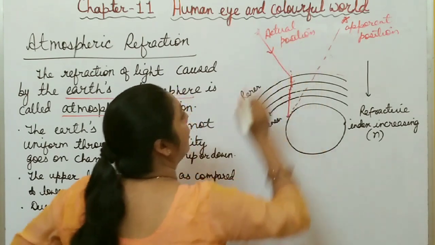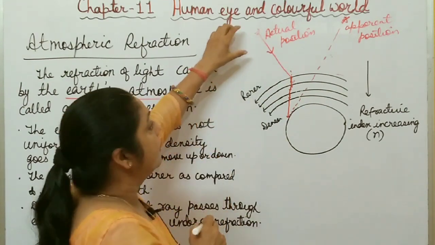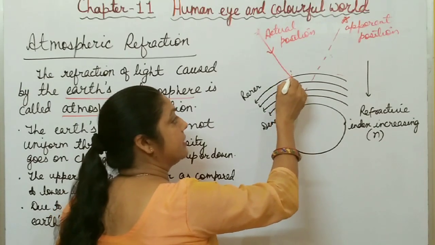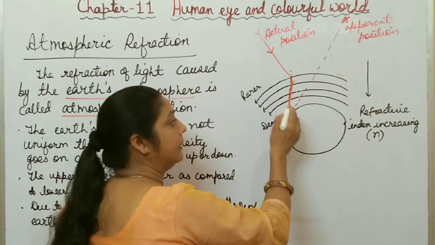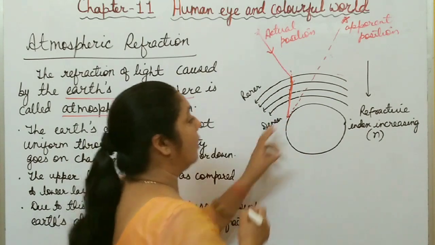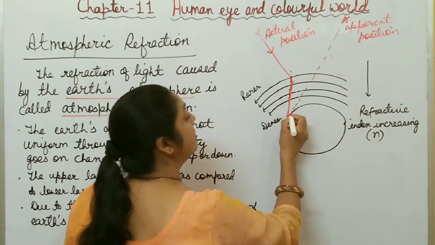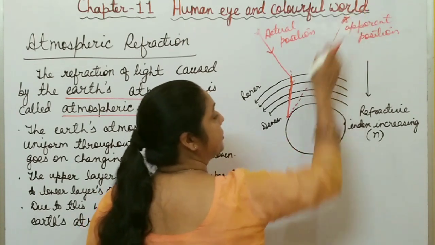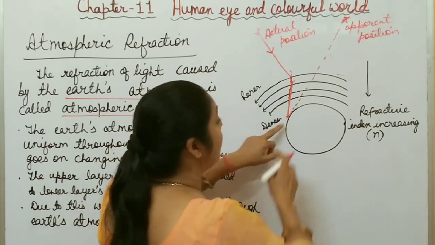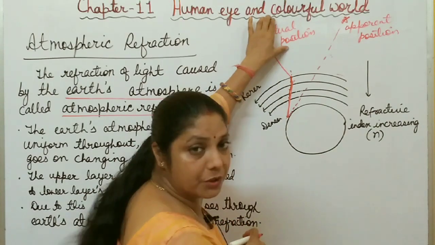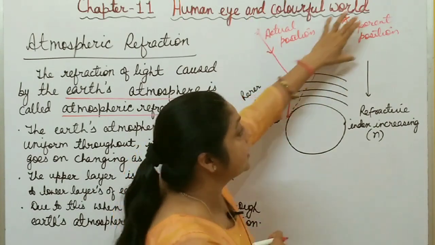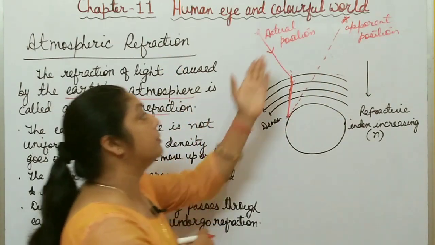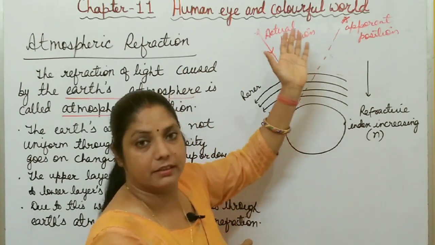So actually the object is at this point, but when light enters through the Earth's atmosphere, its path changes, it takes a curved path, and when it reaches the observer, light appears to come from this point. It means the object appears at this position to this observer. It means the observer is not able to see its actual position. The observer observes its apparent position. So due to atmospheric refraction, the position of the object changes, right?